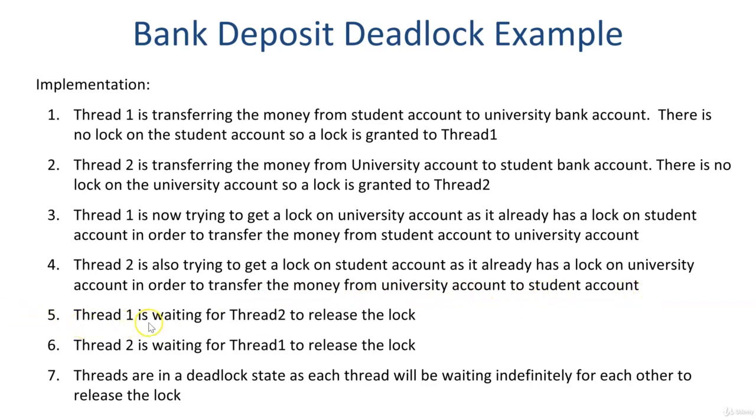So thread 1 is waiting for thread 2 to release the lock so that it can complete the transaction of withdrawing the money from a student account to university account. And thread 2 is waiting for thread 1 to release the lock on the student account so that it can transfer the money from university account to the student account. The threads are in a deadlock state, as each thread will be waiting indefinitely for each other to release the lock.